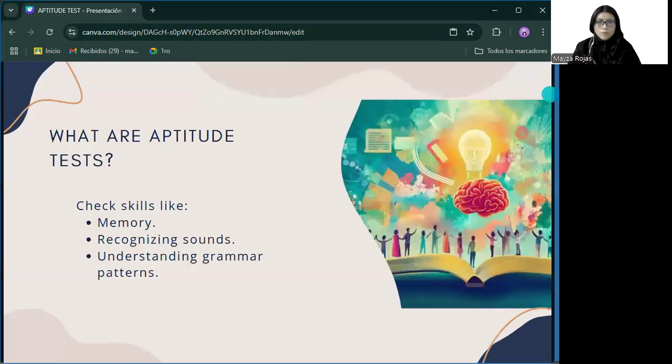Okay. First, what are aptitude tests? Well, this kind of test is used to predict how well someone can learn a new language, and it focuses on future learning, not on what the person already knows. This test checks abilities, for example, memorizing, recognizing sounds, and understanding grammar patterns. They are useful for planning language learning programs.